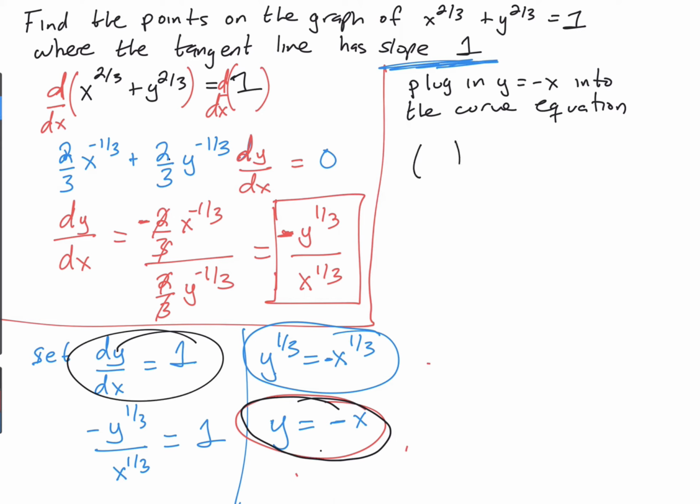Let's see here. Which one do you guys want to plug in? You have the choice. You want to replace x or replace y? It doesn't really matter. Replace y. Okay, so replace y with minus x, and then x stays there, right? So then what does this become? x to the 2/3 plus negative x to the 2/3, that is?